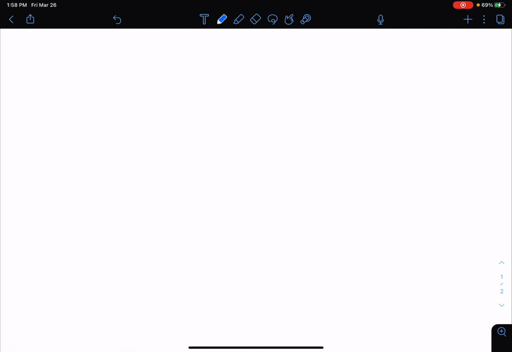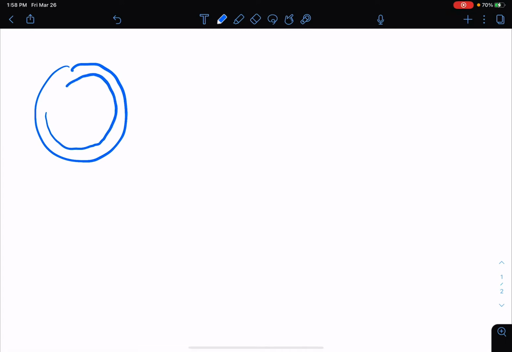So here we go. We've got a conductor. It's actually a sphere, but it's hollow. So here we've got this hollow sphere. Let's see if I can keep drawing this here. There we go. And there is a plus Q charge on the outside.